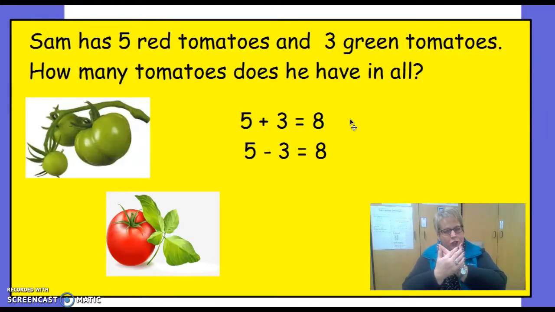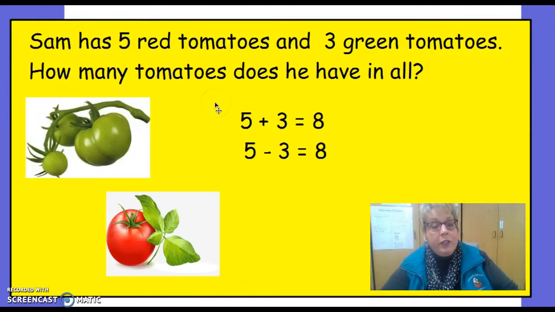I wanted to remind you that with words like in all or all together, we bring our hands together. And whenever our hands come together like that, it's our symbol that we would add for that math problem. So since he had 5 and 3, and we wanted to know how many in all, this would definitely be an addition problem. So as we look at our answers here, our choice would definitely be 5 plus 3 equals 8.